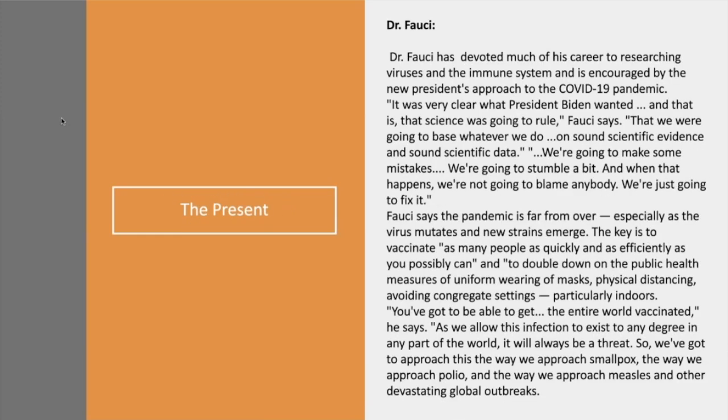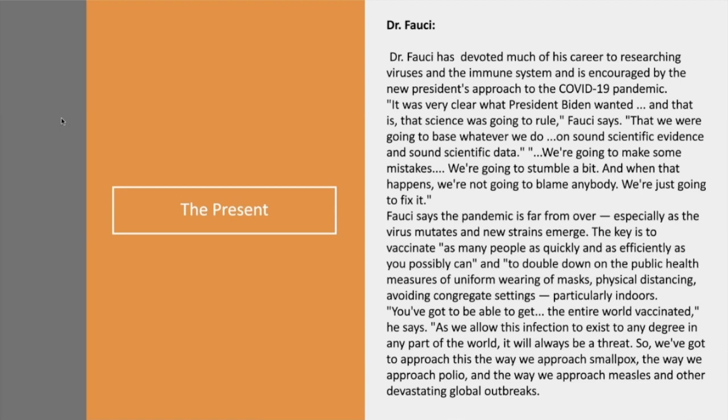In the present, we have Dr. Fauci, who has devoted much of his career to researching viruses and the immune system and is encouraged by the new president's approach to the COVID-19 pandemic. This is a quote from Dr. Fauci: "It was very clear what President Biden wanted, and that is that science was going to rule."